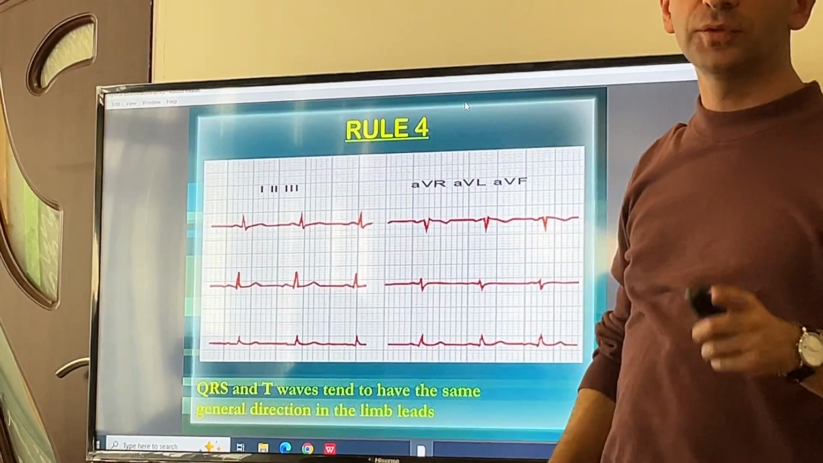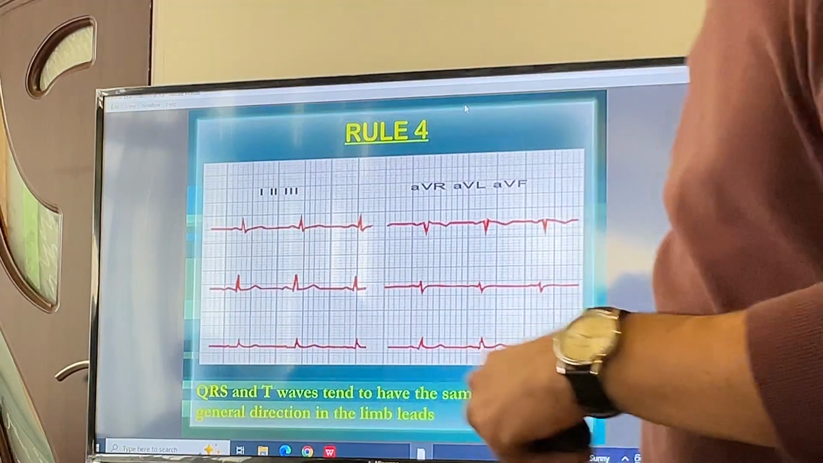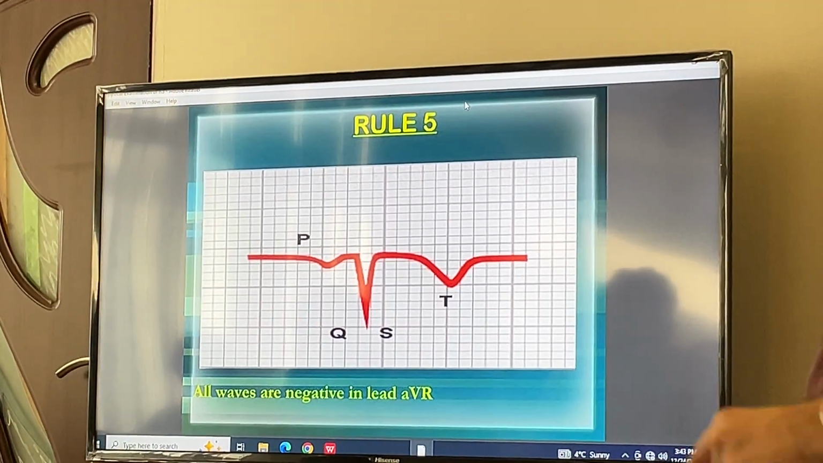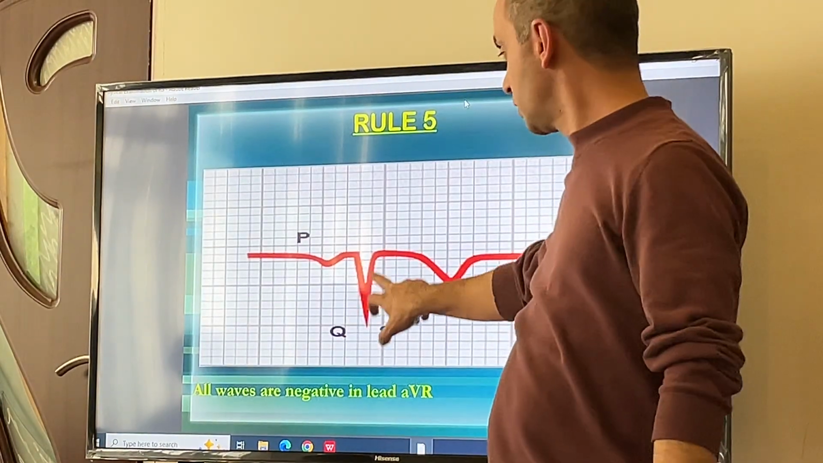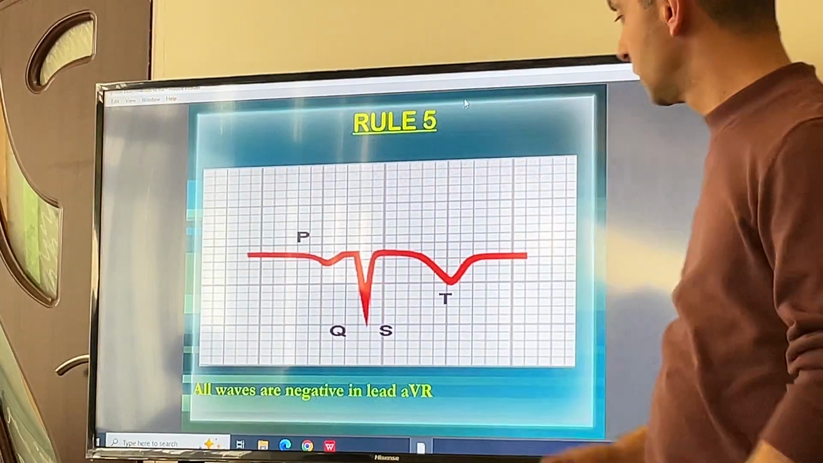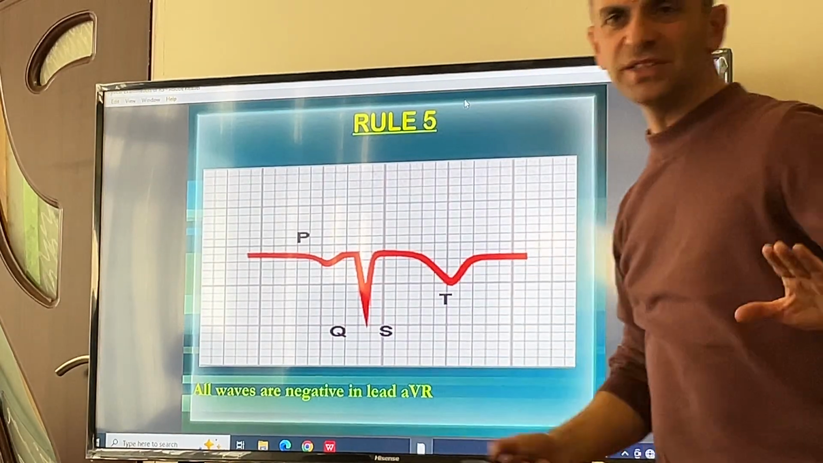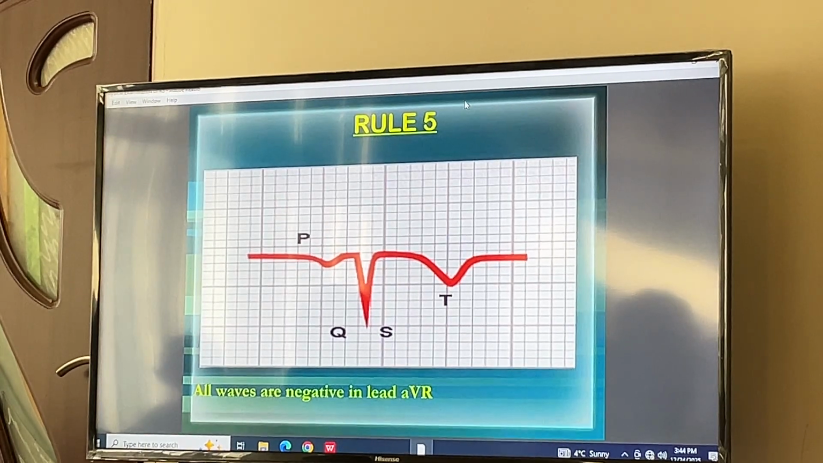Just going forward, let me tell you that majority of waves are negative in AVR. Though here is written rule 5, all waves are negative. No, sometimes some small R you may reveal here or here, either before or after, so your QR or RS complexes. But to have QS complex, where we don't have any positive wave and R waves are lost, is completely normal for AVR.